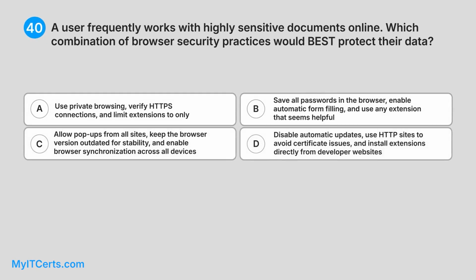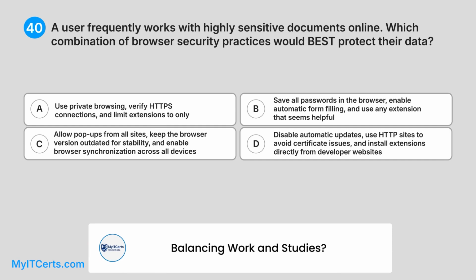40. A user frequently works with highly sensitive documents online. Which combination of browser security practices would best protect their data? A. Use private browsing, verify HTTPS connections, and limit extensions to only essential ones from trusted sources. B. Save all passwords in the browser.